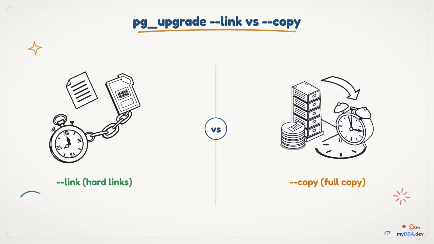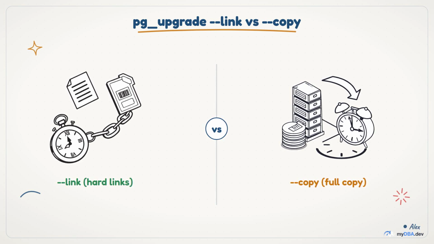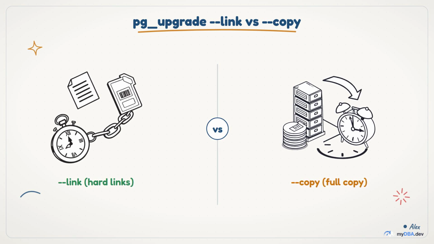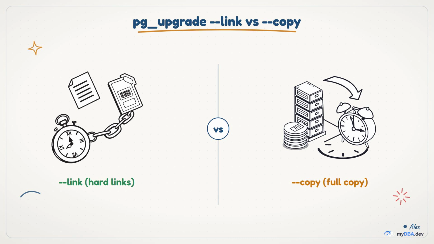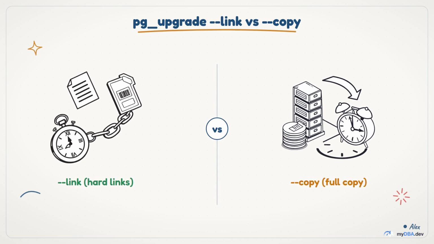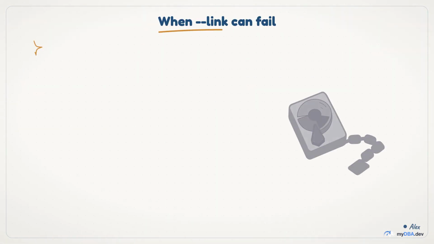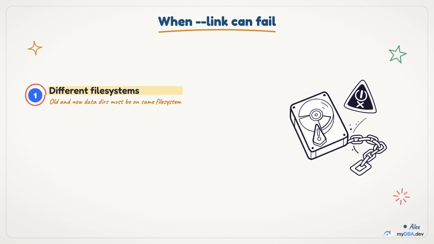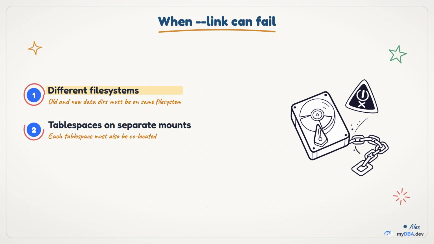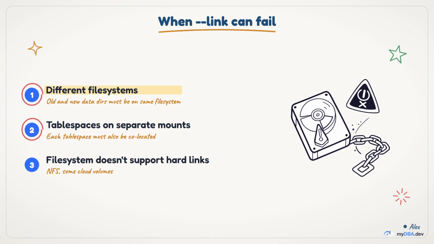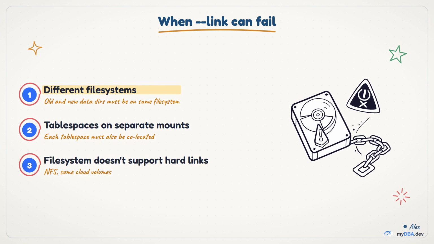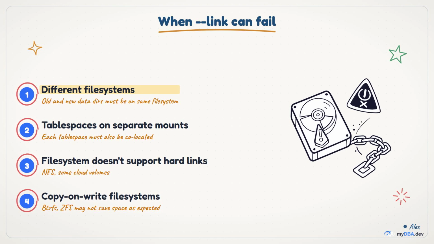So if you use link, you can't go back? Not safely. You should take a final base backup before you start the new cluster if you're using link. Most production upgrades use link because the speed matters, but you need a rollback plan that isn't just restart the old cluster. Hard links only work if the old and new data directories are on the same file system. If your tablespaces are on separate mounts, each one must also be on the same file system as its target.